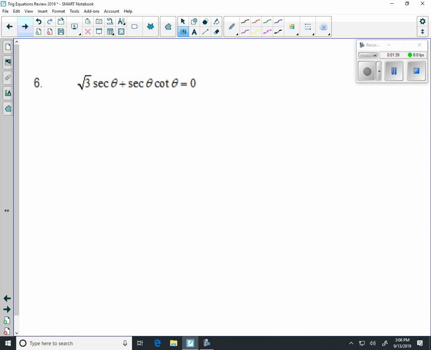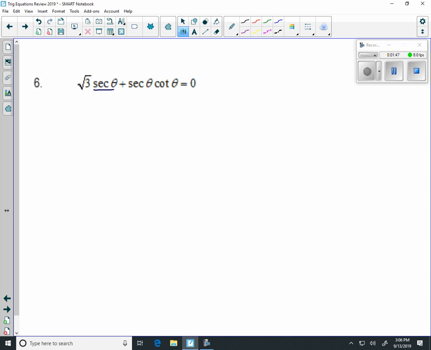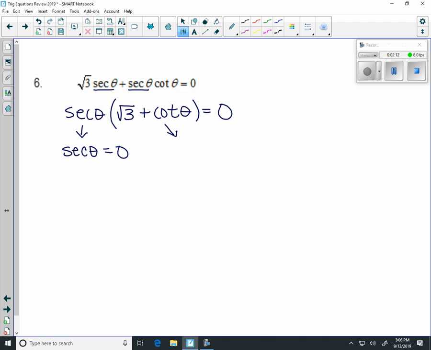All right, number 6. More factoring, more GCF. It's really important to be able to GCF in a reasonable way. Here I have secant in common. Make sure you're writing those variables. It doesn't make any sense if you don't. So now that this is in factored form, we can set each piece equal to 0. Secant of theta is equal to 0. Here, if we subtract the radical 3 over, cotangent of theta is equal to negative radical 3.